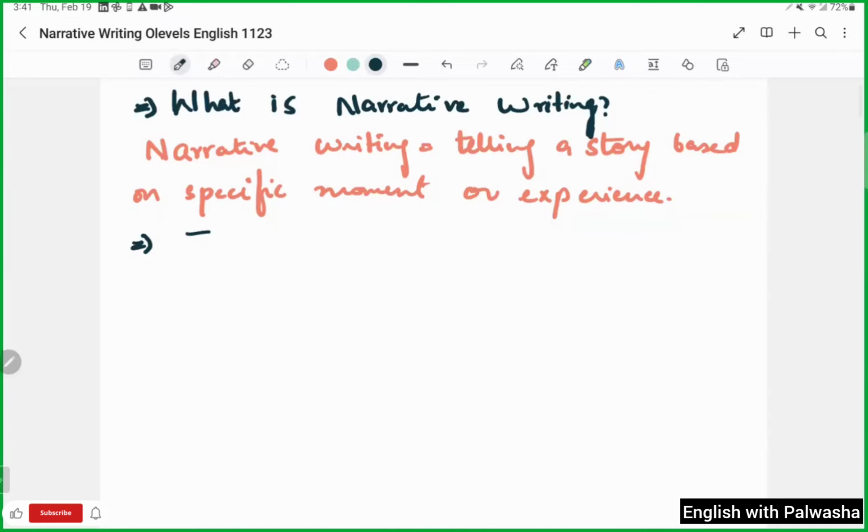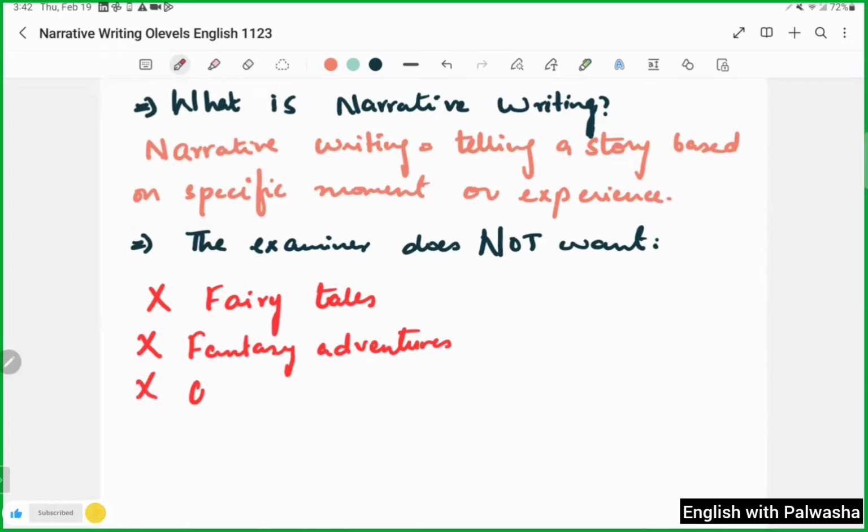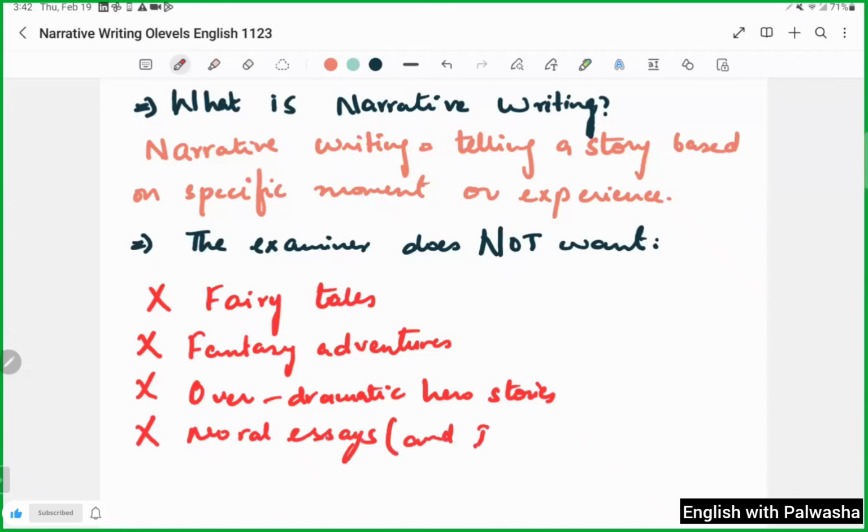And now, let me tell you before beginning that there are some things the examiner does not want us to write, and those are, I'm just putting a clear cross in with the red pen. These things should not be done. Please don't turn your stories into fairy tales. We don't need that. There shouldn't be any fantasy adventures. There shouldn't be any overdramatic hero stories in it, right? There shouldn't be any moral essays like, and I learned a lesson. We don't want any moral essays, whatever you've learned, a lesson. It should be just a story.